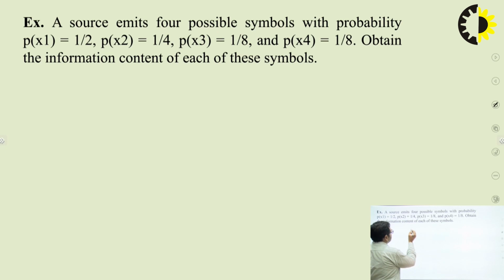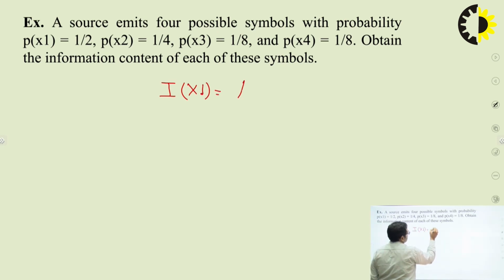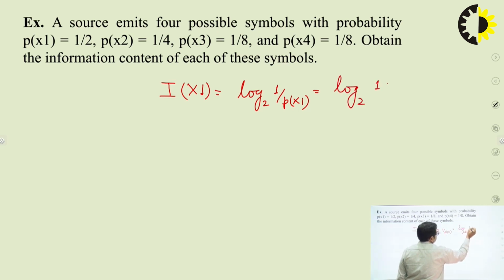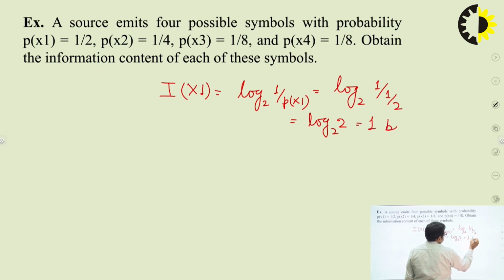To calculate the information associated with each symbol, we can use the formula I. The information associated with symbol x1 equals log at base 2 of 1 by probability of x1, which equals log at base 2 of 1 upon 1 by 2, and it is simply log 2, which is 1 bit.